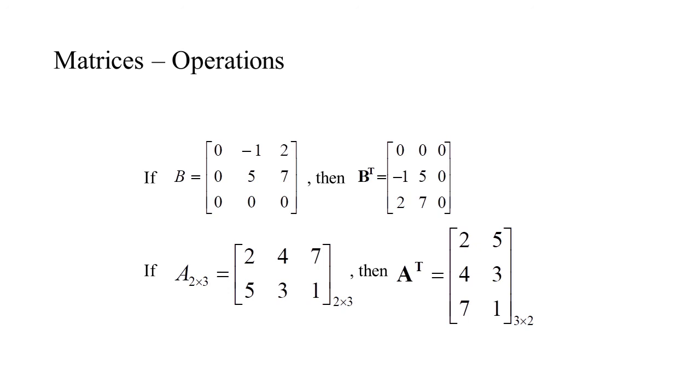How do we find A transpose? Take the first row and write it as the first column: 2, 4, 7 becomes the column. The second row 5, 3, 1 becomes the second column. So we get a new matrix, this is A transpose. Now when we look at the order of A transpose, it has 3 rows and 2 columns. So 3 cross 2 is the order of A transpose. This is how we find the transpose of a matrix.